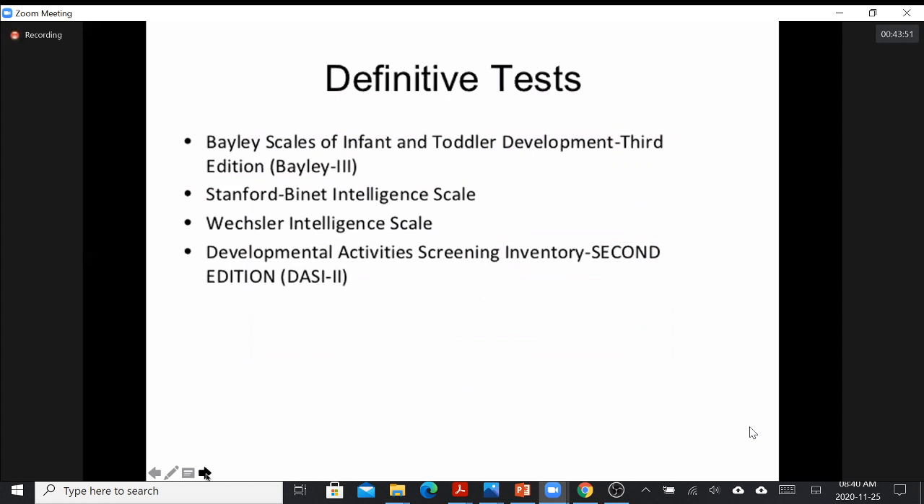So once we get, like from a screening test, if the child is showing any signs of delay, we have to do definitive tests, right? So even in the field, if you suspect the child is having a problem, the child should be referred to a pediatrician, who will then carry out more tests to ascertain whether this child is actually having a developmental delay. So there are different tests that can be carried out. These are some of the names: Bayley Scale, Stanford-Binet, Wechsler, and DASII.